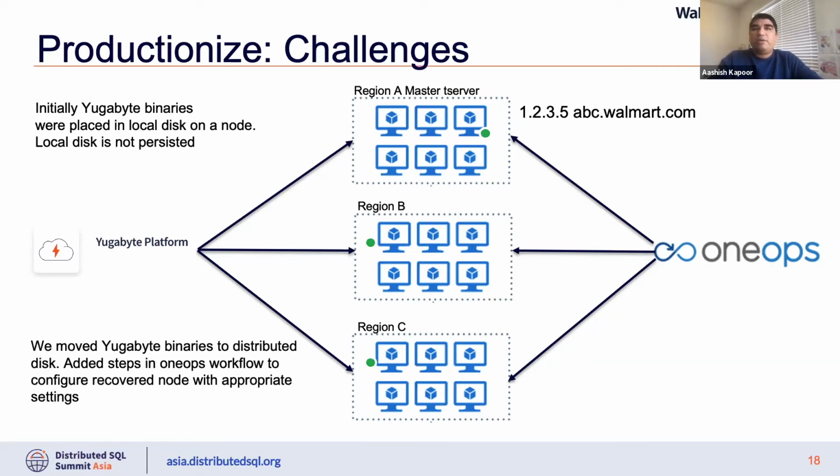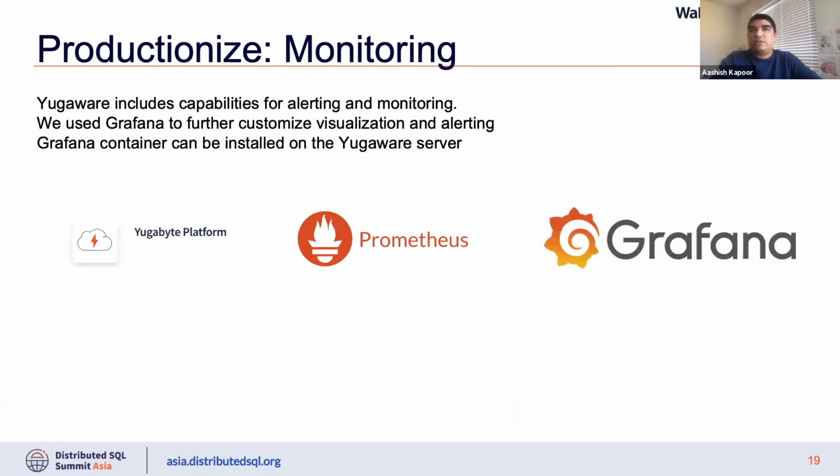Initially, Yugabyte binaries were placed in local disk on a node. Local disk is not persisted. We moved Yugabyte binaries to distributed disk and added steps in the OneOps workflow to configure the recovered node with appropriate settings. YugaWare includes capabilities for alerting and monitoring, but we used Grafana to further customize visualization and alerting. And the Grafana container, which we use, can be installed on the YugaWare server itself.